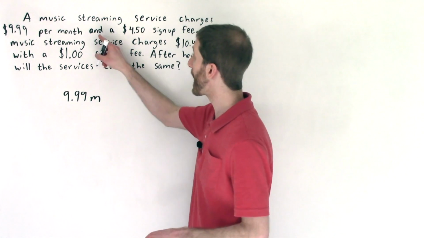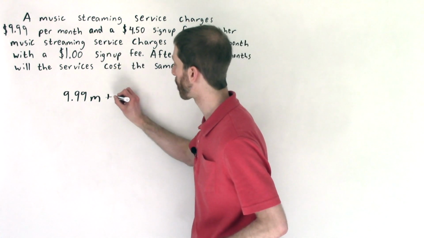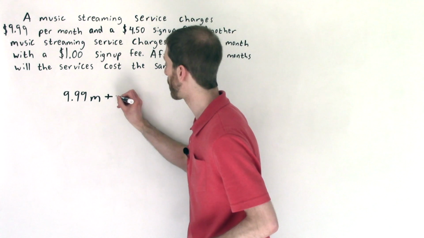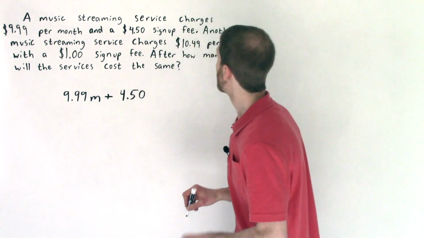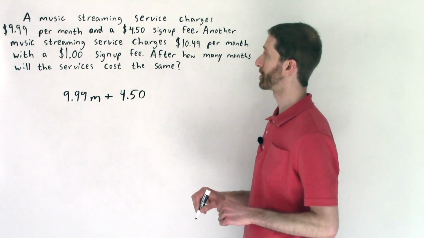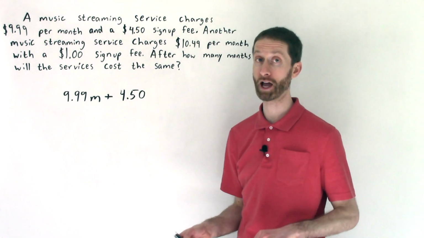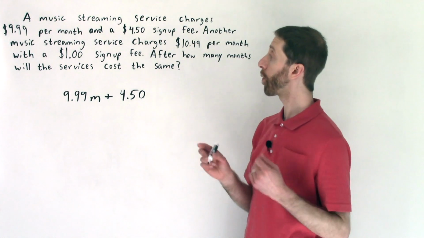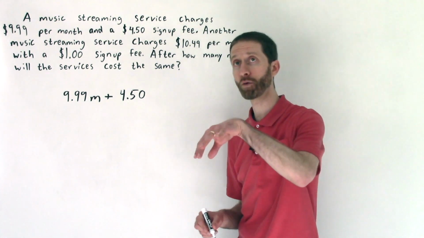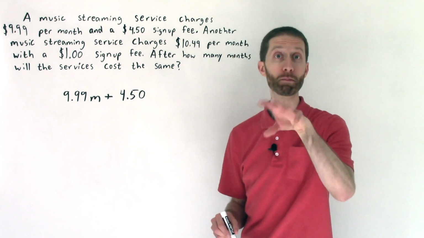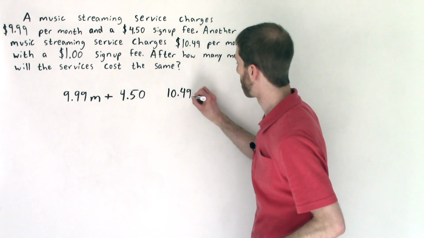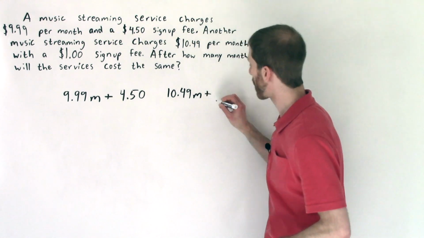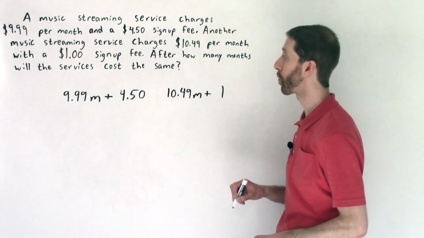So $9.99 per month and a $4.50 sign-up fee. That's a one-time fee, so it's going to be plus $4.50. It then says another music streaming service charges $10.49 per month with a $1 sign-up fee. $10.49 times m per month, so that's $10.49 per month plus a $1 sign-up fee. I'm just going to write that as 1.